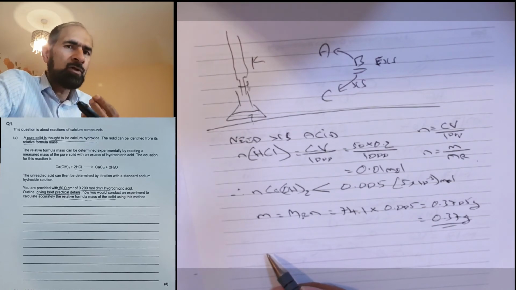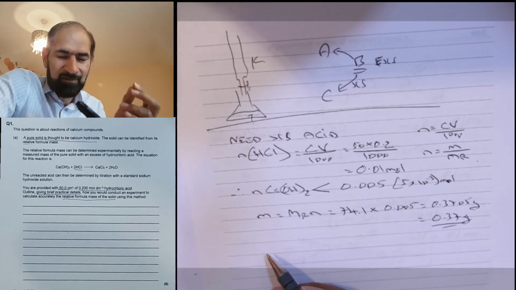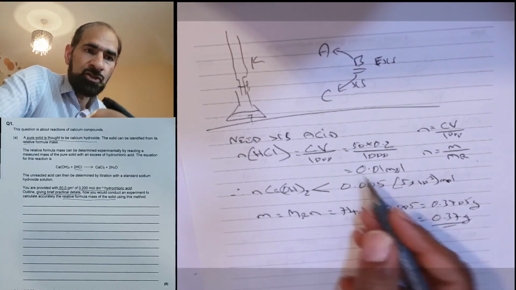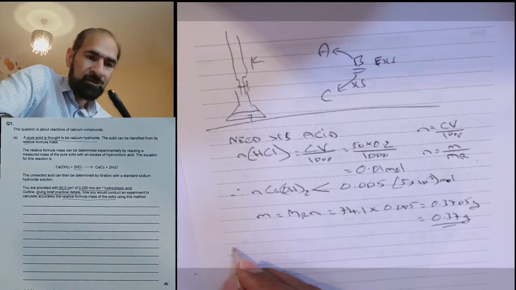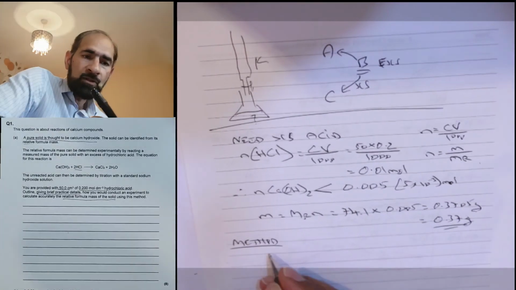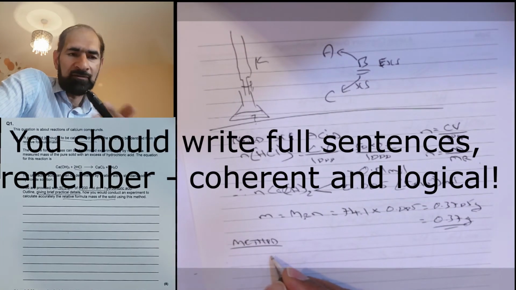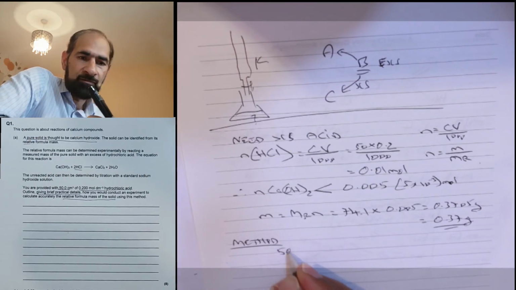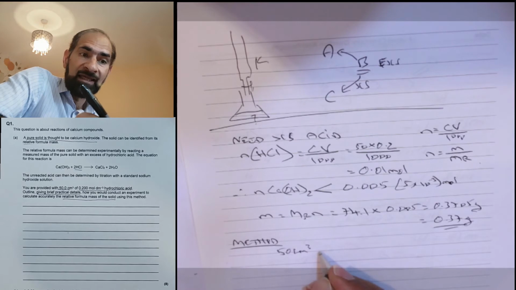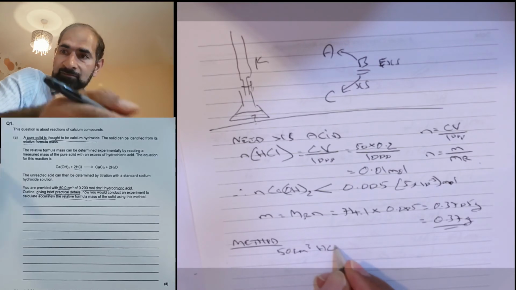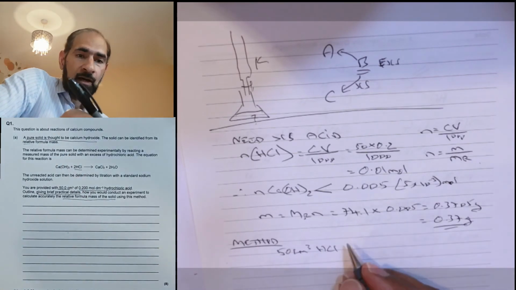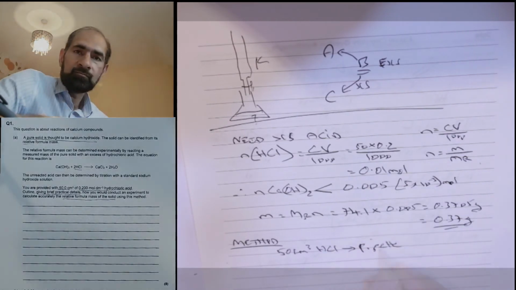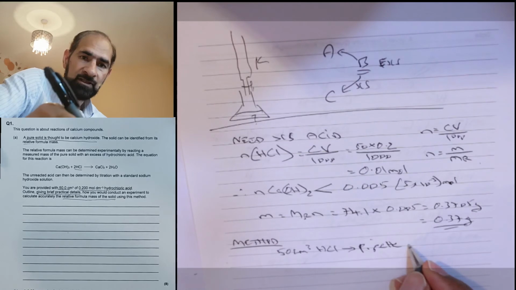You've got to have some key points here. So what I'll need is 50 centimeters cubed. Remember, they're giving me 50, so this is now the method. I will need to use the pipette, and you can write down full sentences if you want, but I'm going to write down abbreviations. So 50 centimeters cubed of the HCl, because that's what they've given me. I will need to use a pipette, so pipette this out into a conical flask.